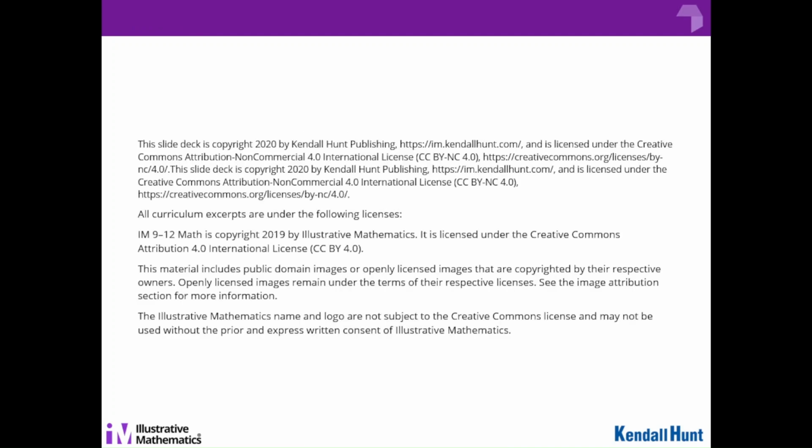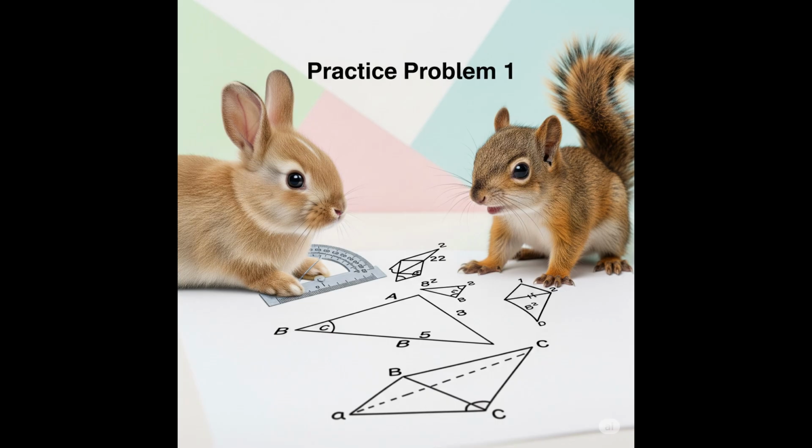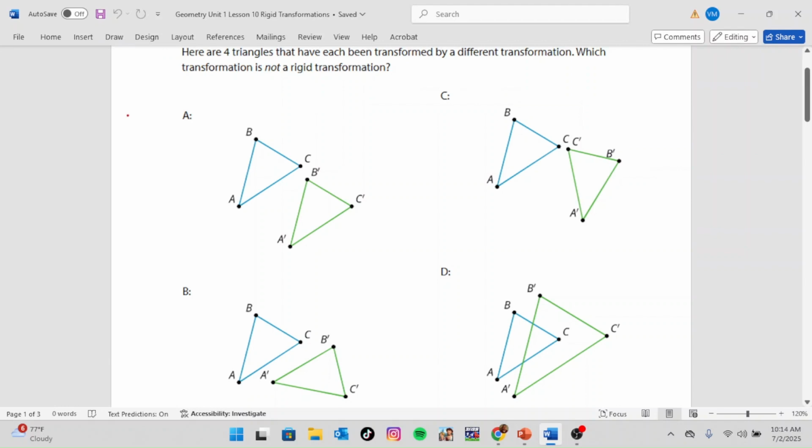Now let's go ahead and get started on the practice problems. Number 1, here are 4 triangles that have each been transformed by a different transformation. Which transformation is not a rigid transformation?